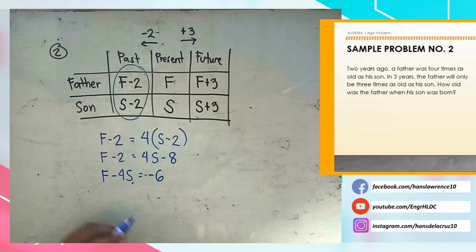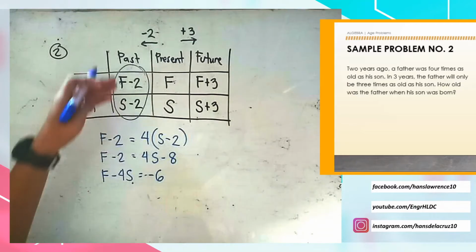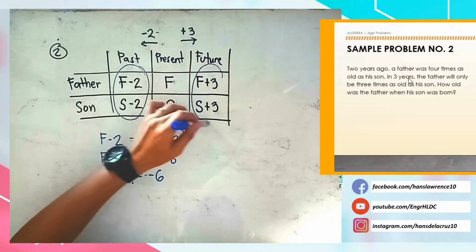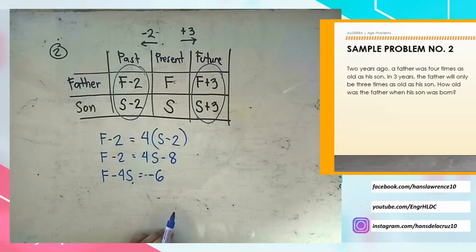Okay, so ito yung relationship ng past, no? So, punta naman tayo sa another relationship na binigay, kasi dalawa yung unknowns. Sabihin kailangan natin ng isa pang equation, no? Relating F saka S. So, ayan. Sabi naman, in 3 years. Okay, so in 3 years, so which is what? Ito naman yun, 'di ba? In 3 years, ano naman daw yung relasyon ng age nila, class?